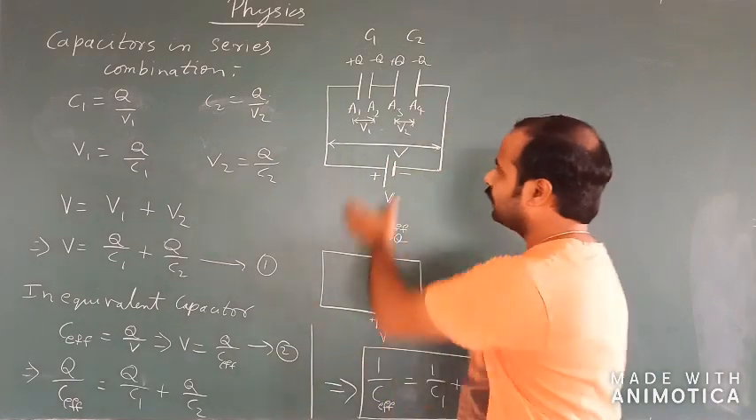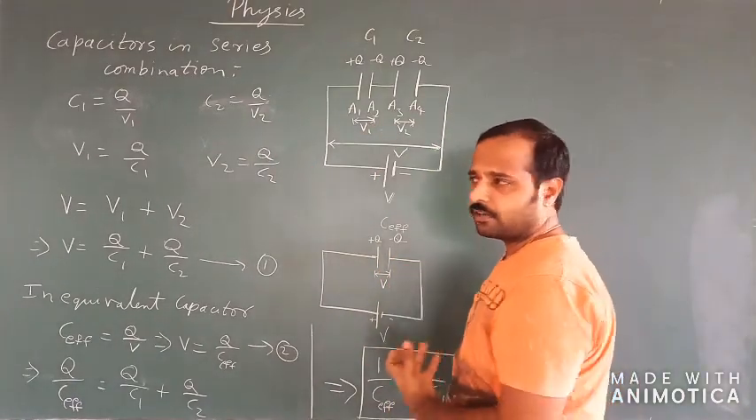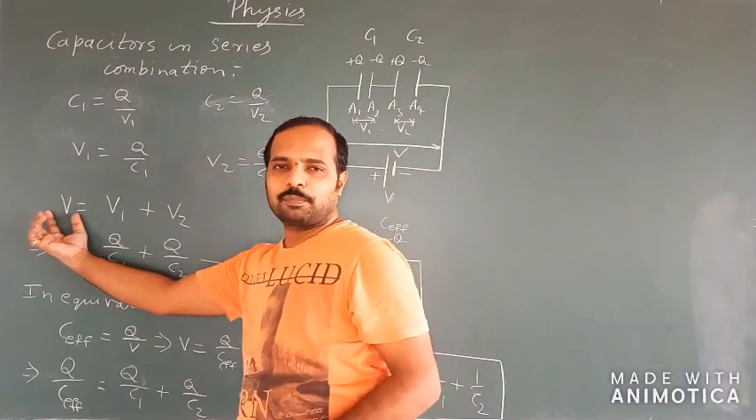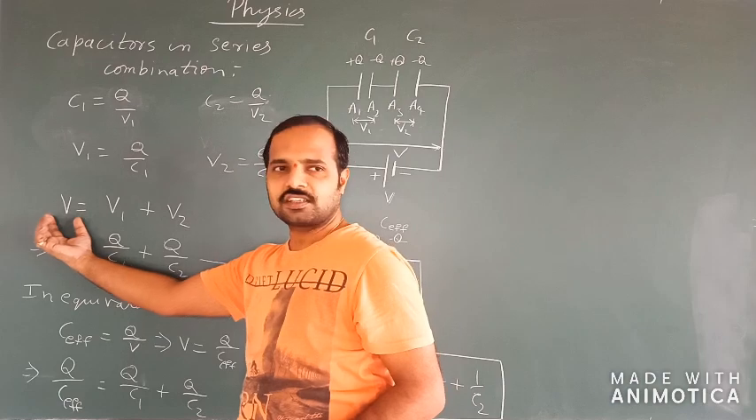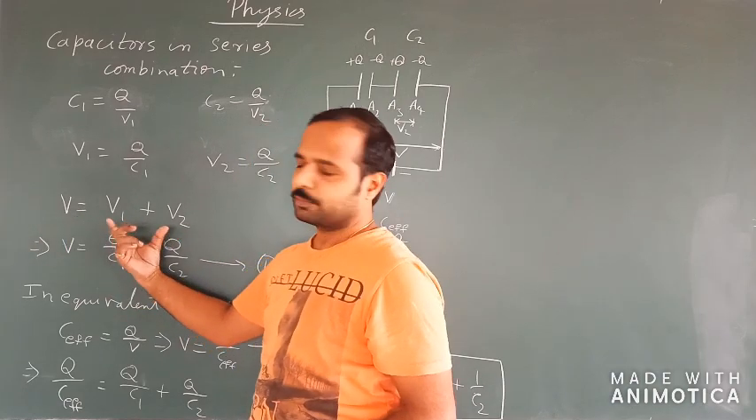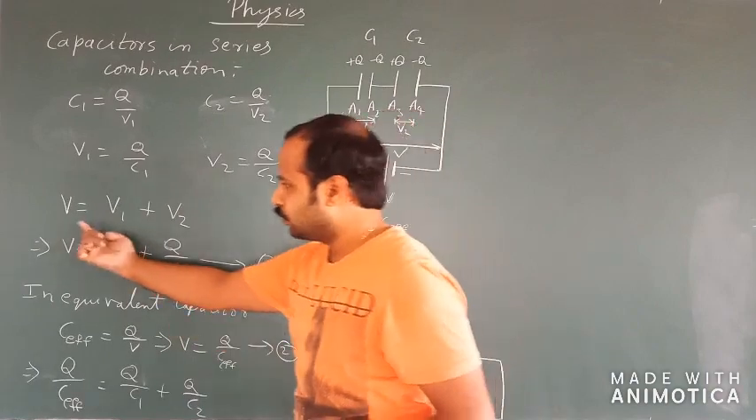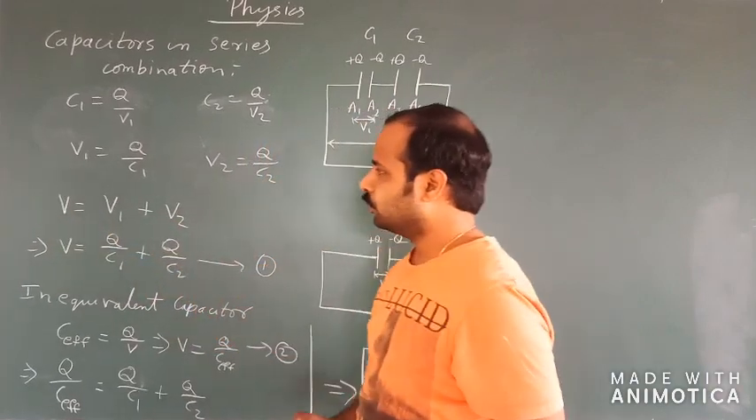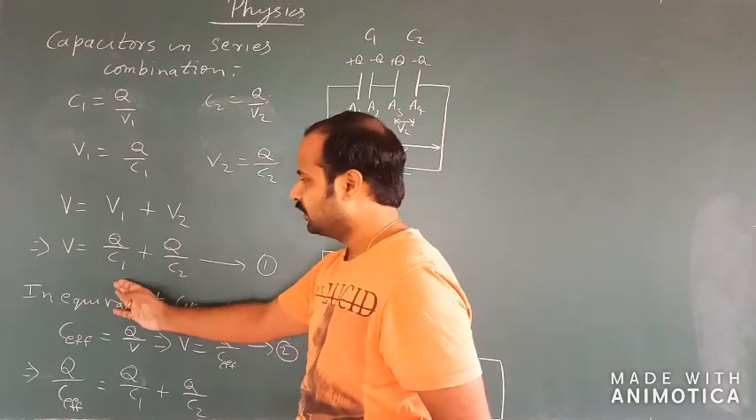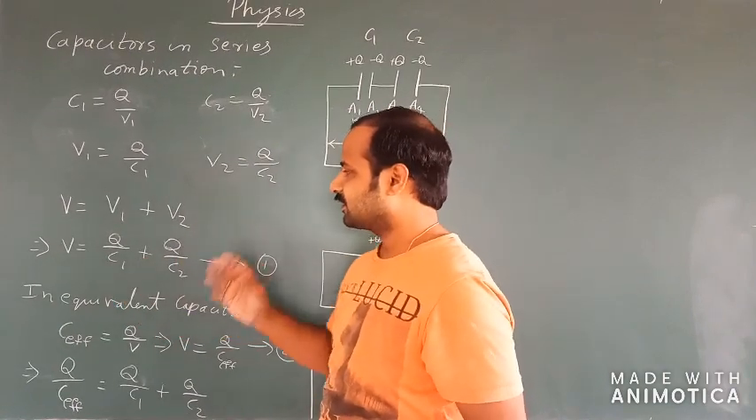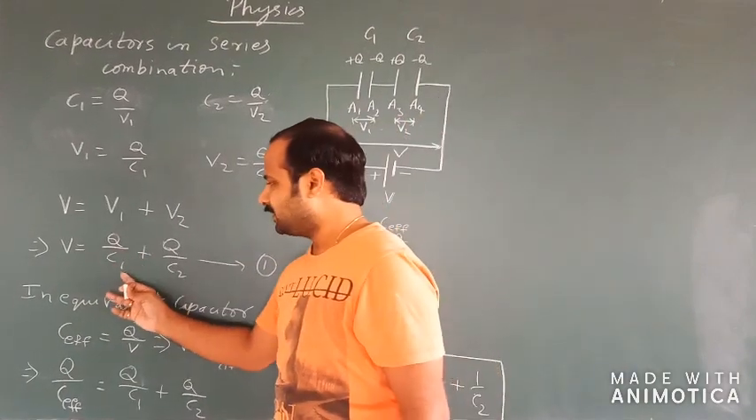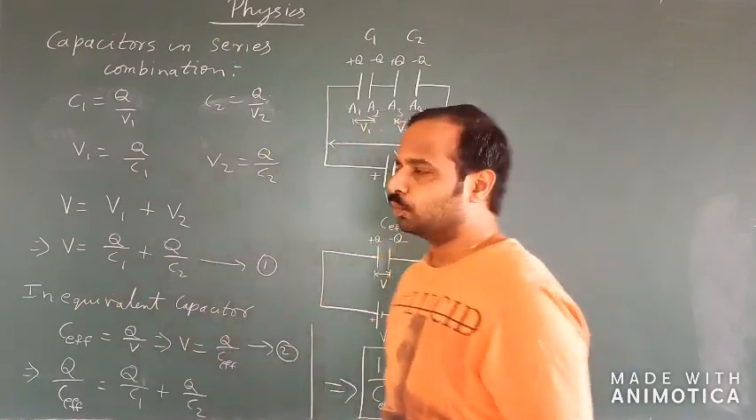As we already know, it is a potential divider arrangement that we have here. So the total potential difference applied is equal to the sum of the two potential drops across the two capacitors. So V equals V1 plus V2. I am going to substitute for V1 and V2. V1 is Q by C1, V2 is Q by C2. So the total potential difference applied equals Q by C1 plus Q by C2. Let us call this equation 1.